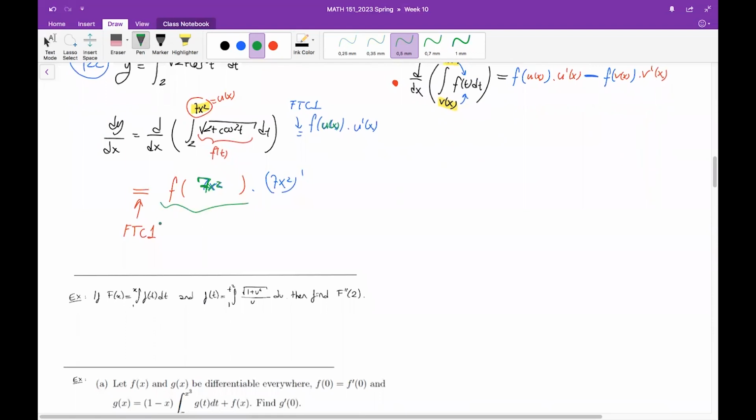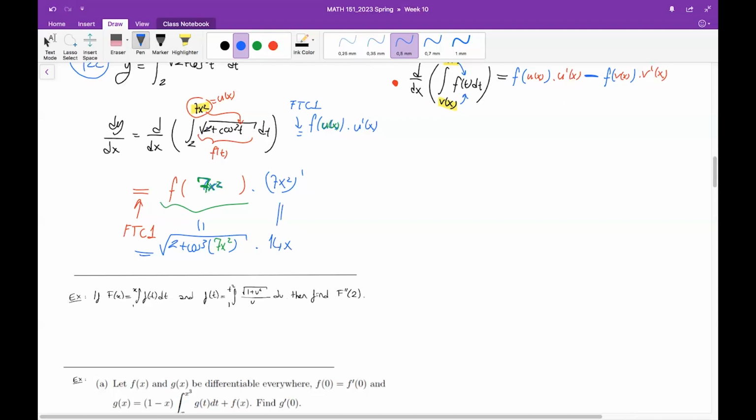So what is this now? Your function is given here, the square root of 2 plus cosine cubed t. So instead of t, you will put this u of x function. It goes like the square root of 2 plus cosine cubed, and instead of t, what we have is u of x, 7x squared, okay? And then you will just multiply it with the derivative of the u of x function, like this. Is that okay?